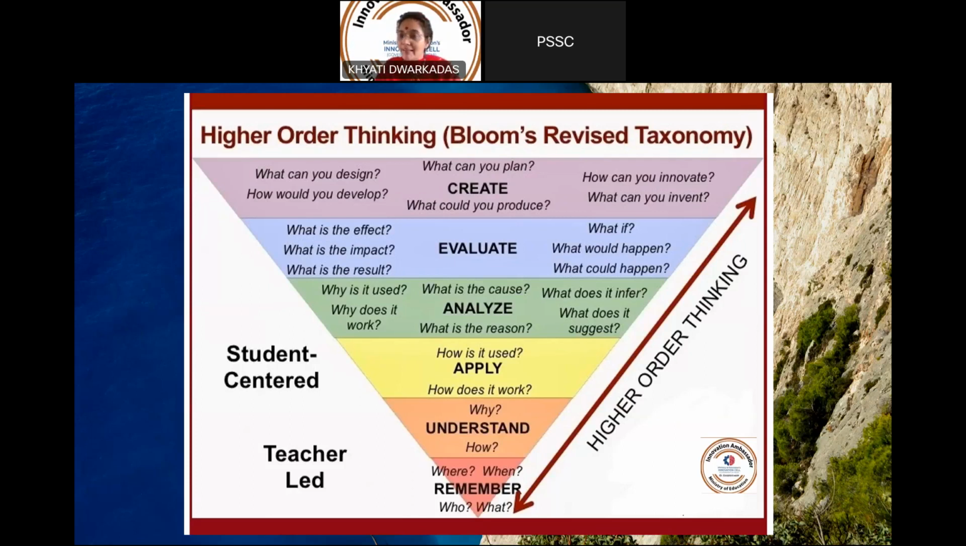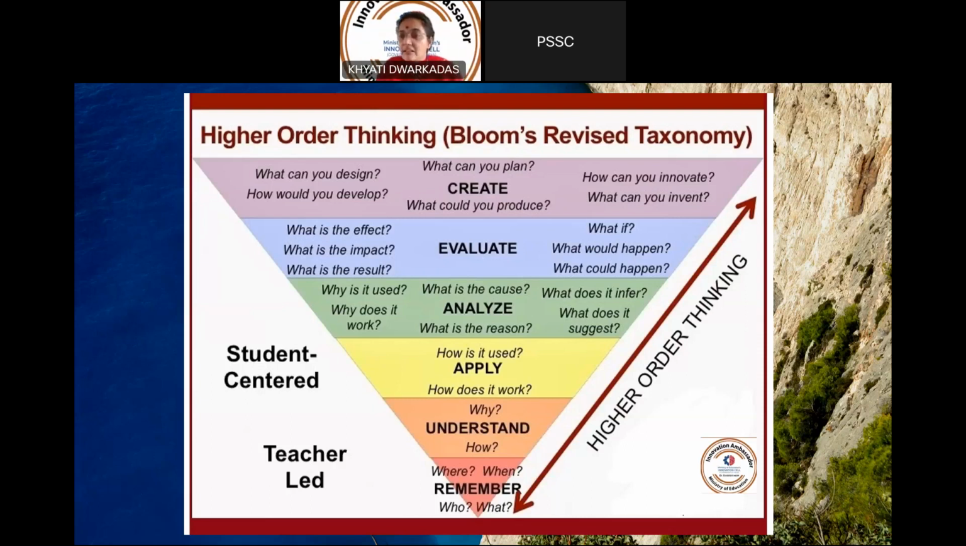Then you come to analyze, which talks about why is something used, why does it work, what is the cause of it, what is the reason, what do you infer from it, what does it suggest. Evaluate talks about the effect, the impact, the result. What would happen if something like this happened? So in social sciences, we do have this example. What would happen one day if all the oil resources in the world were over? Or for example, now in the tomato crisis in the country, what would happen if all the tomatoes of the country were over?